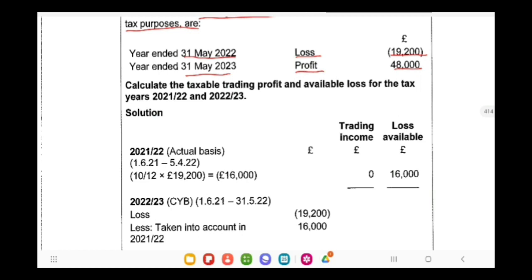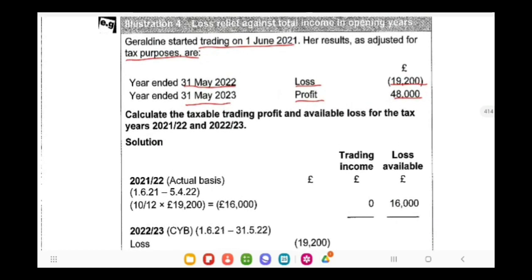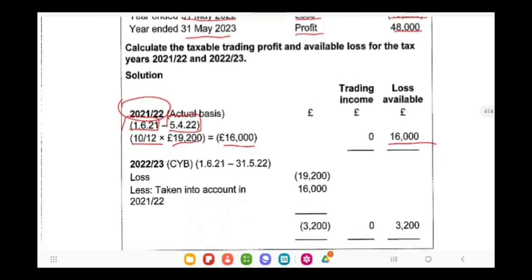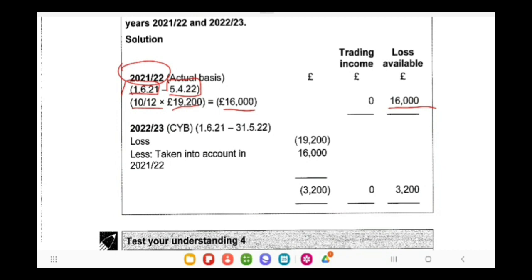First we have to consider that our business starts on 1st June 21. So our first tax year is from the date of starting the business till the tax year ending date, and this is from 1st June 21 to 5th April 22, a period of 10 months: June, July, August, September, October, November, December, January, February and March. So out of 19,200, 10 months of loss will be recorded in this tax year 21-22, 16,000, and losses cannot be overlapped, so the remaining loss will be recorded in the year 22-23, right?